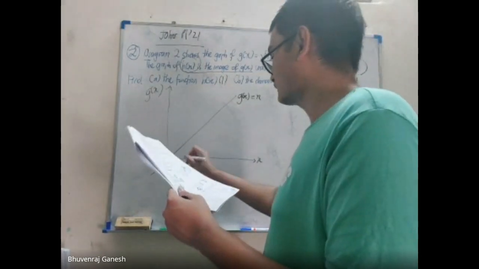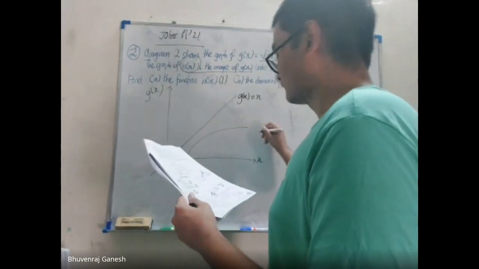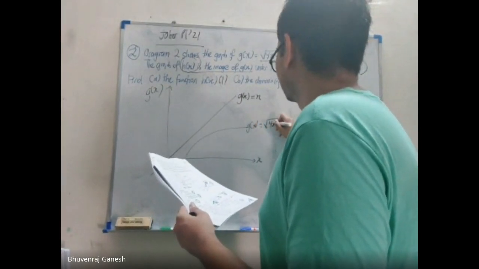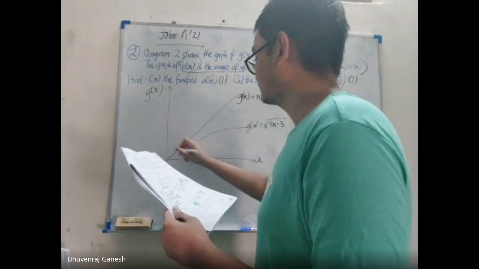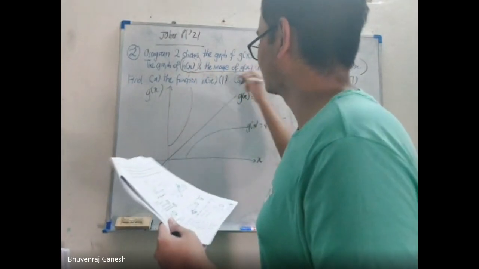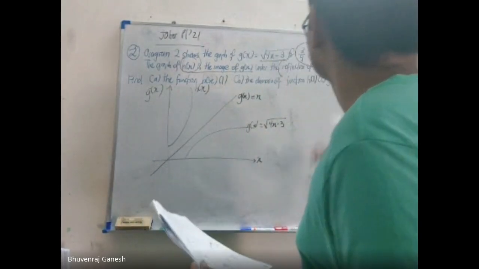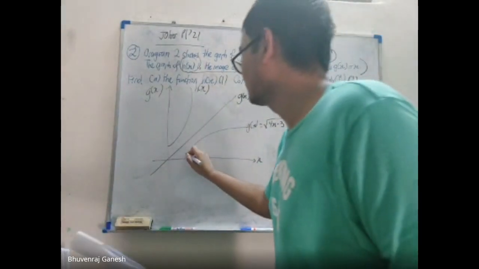So one graph comes like this, and this is g(x) = square root of 4x minus 3. And your h(x) graph goes like this. Can you see there's a reflection happening here? And then they give this domain, so you can actually put the values in already.